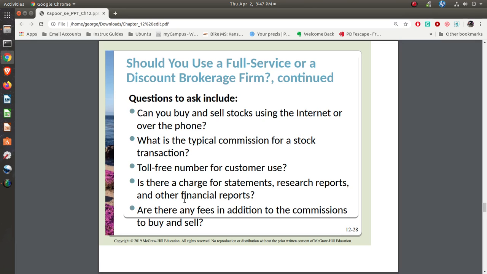Some of the questions to ask in determining whether you should use a discount or a full service brokerage: Can you do it on your own? Do you have access to the internet? Do you have access to the information that's necessary? That's the main thing. What's the typical commission? In other words, if you're buying and selling through someone, you're not a broker, but you're having to go through a broker. Are you willing to pay the commission that goes along with that? Are they charging any kind of fees for statements and things like this?